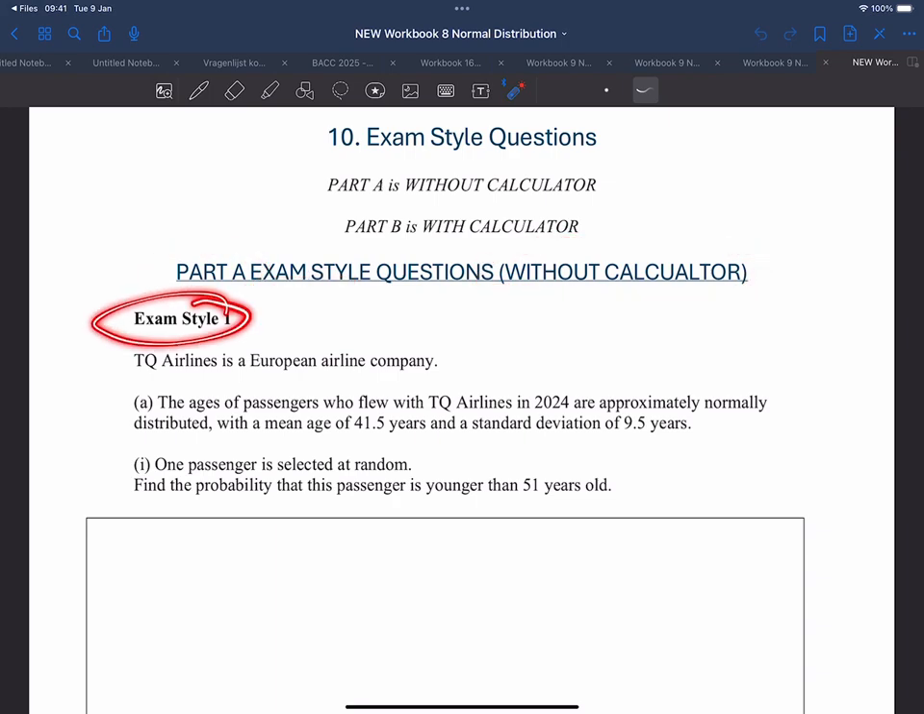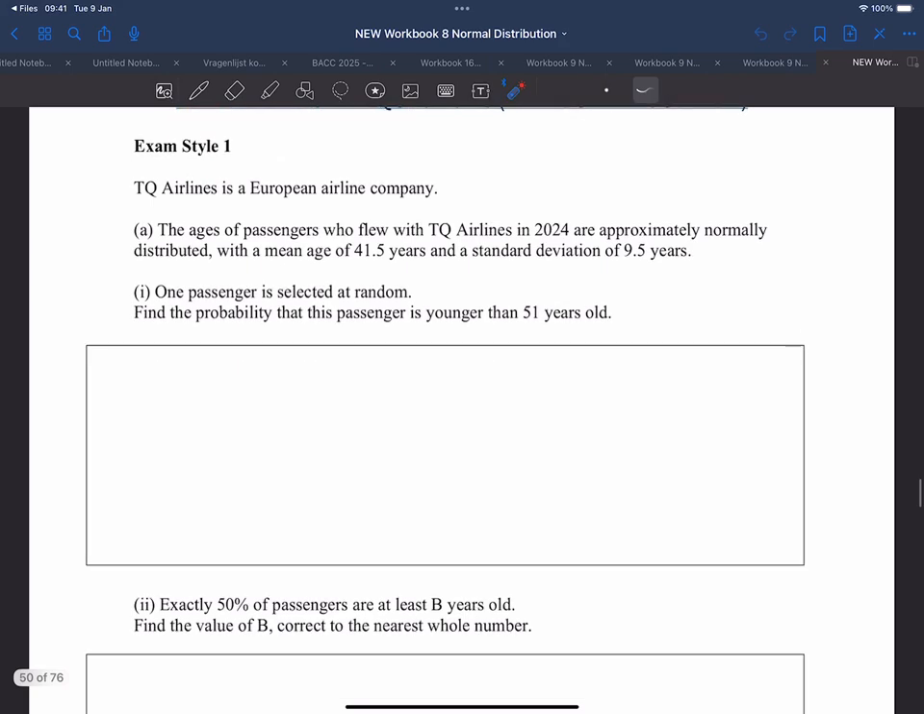So this is exam style question one. We've got an airline in the European Air Company Group. The ages of passengers who flew with TQ Airlines in 2024 is normally distributed. So we'll underline that, normally distributed, with a mean of 41.5 years old and a standard deviation of 9.5.